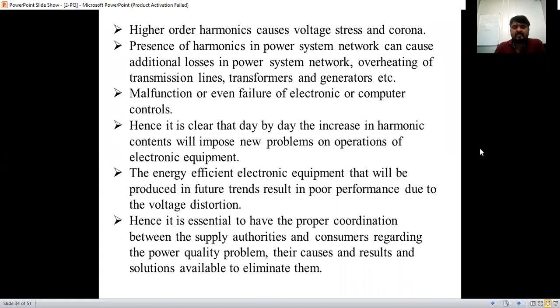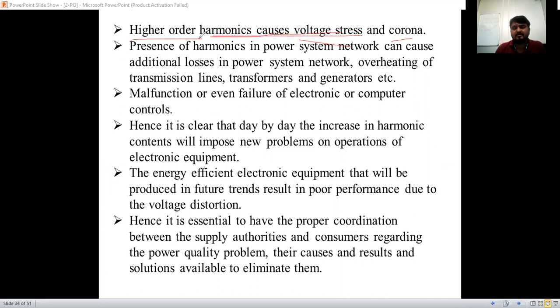Next, there are still some effects, that is, the higher order harmonics. As you have already studied, these are the 11th harmonics, 13th harmonics and so on. Higher order harmonics cause voltage stress and corona. Not corona as in COVID-19. All of you know electrical corona, so what is it?